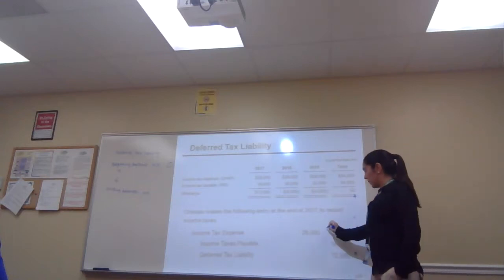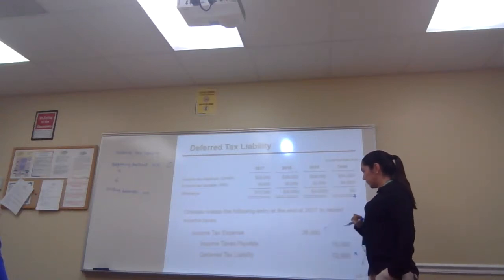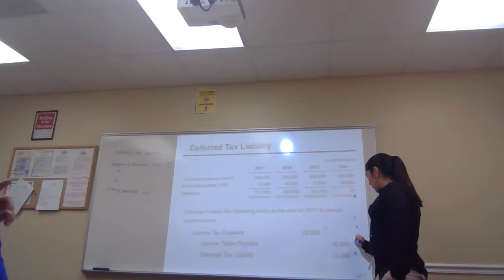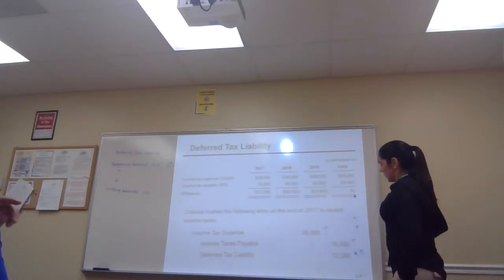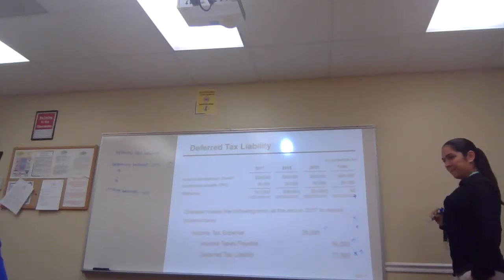So the increase is a debit, so we're increasing the expense. A credit, we're increasing our payable. And a deferred tax liability, we're increasing right here. That make sense?